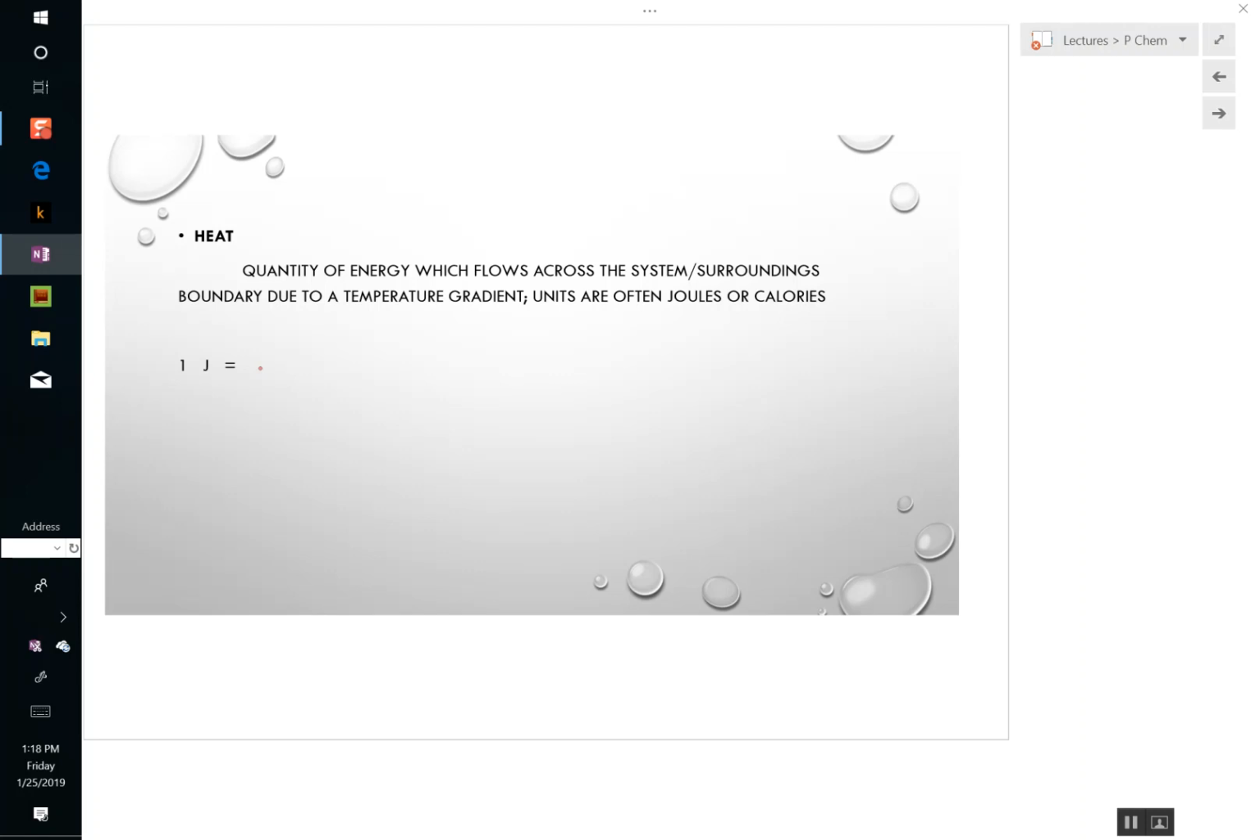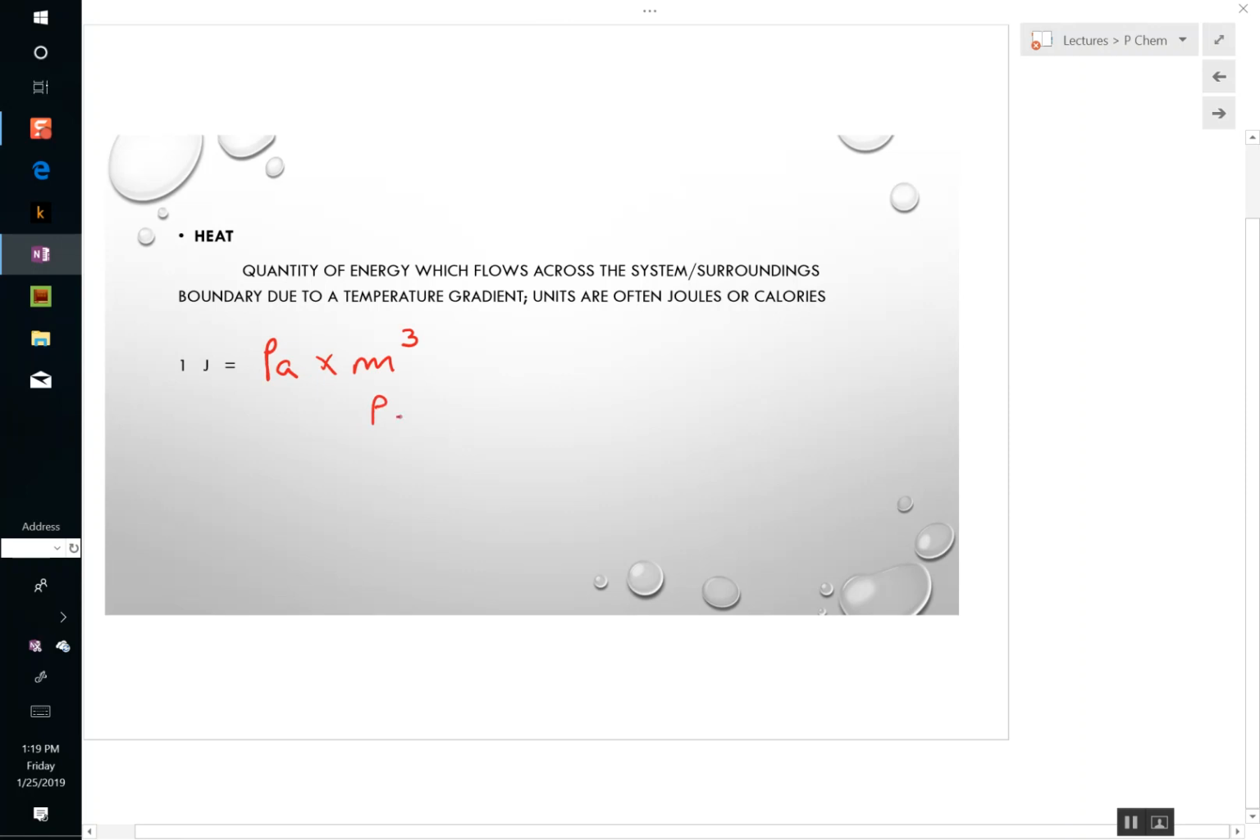So the quantity of energy which flows across the system due to a temperature gradient. So you would actually have a temperature gradient there. Something hot, something colder, and you'd have a temperature gradient. So 1 joule is equal to a Pascal times meter cubed.